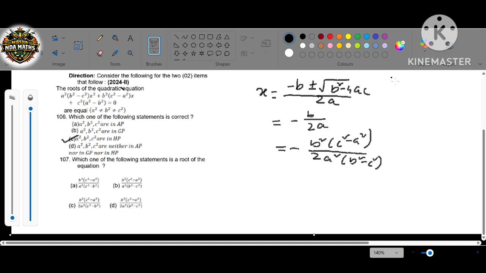So let's see, is there any option? b square into (c square minus a square), 2 is there in options C and D. b square into, no, a square into (c square minus b square). Yes, this is the right option. Because from here, if I take minus common, the numerator will be b square into (c square minus a square), and if I take minus common from the denominator, it will be c square minus b square, and the two minuses will make it plus. The right option is option C. Thanks for watching.